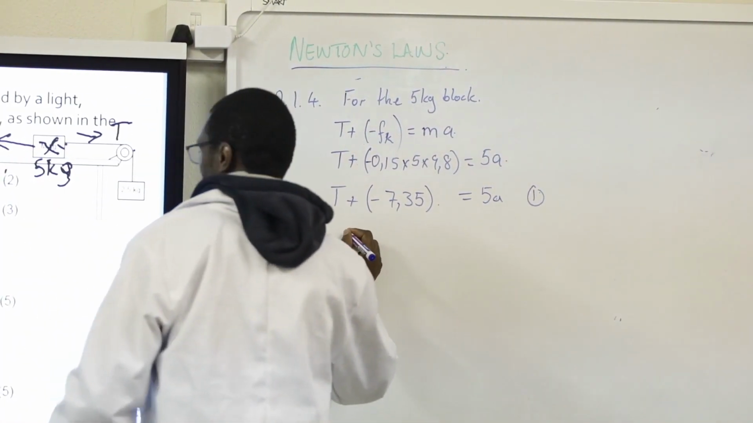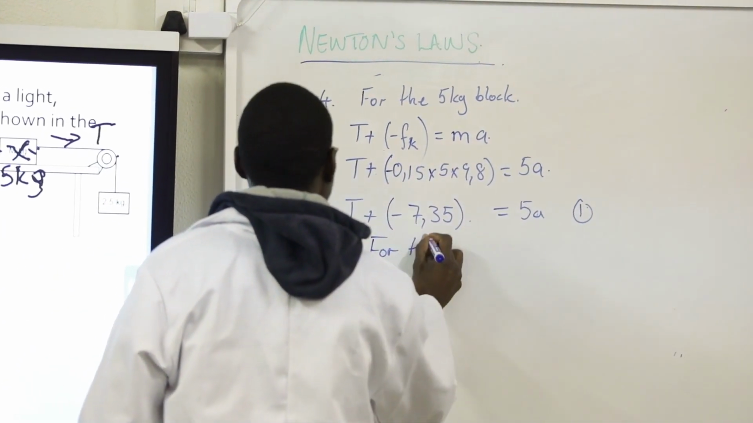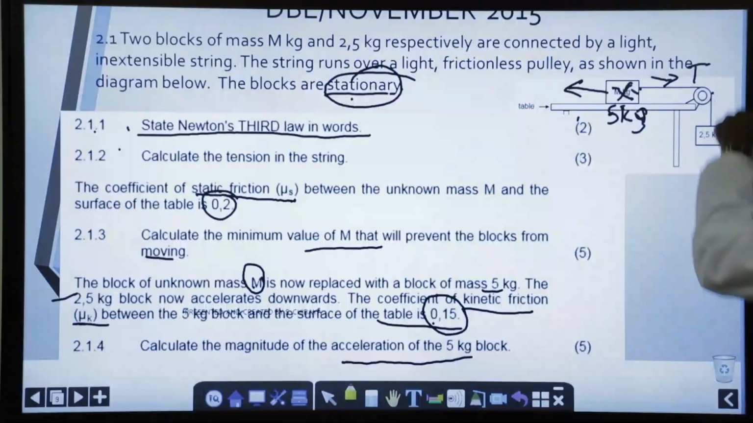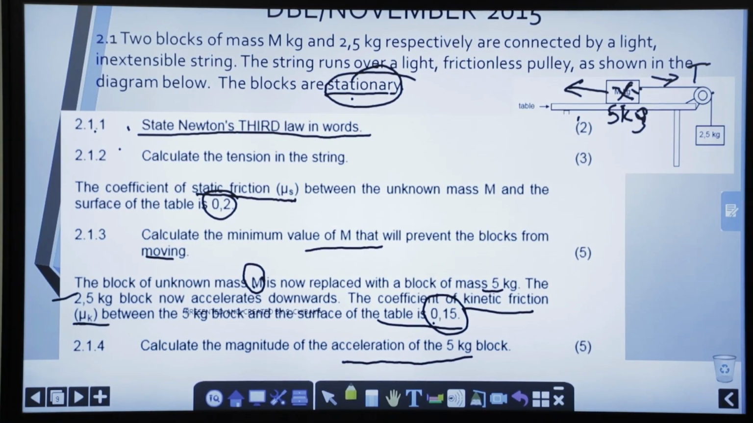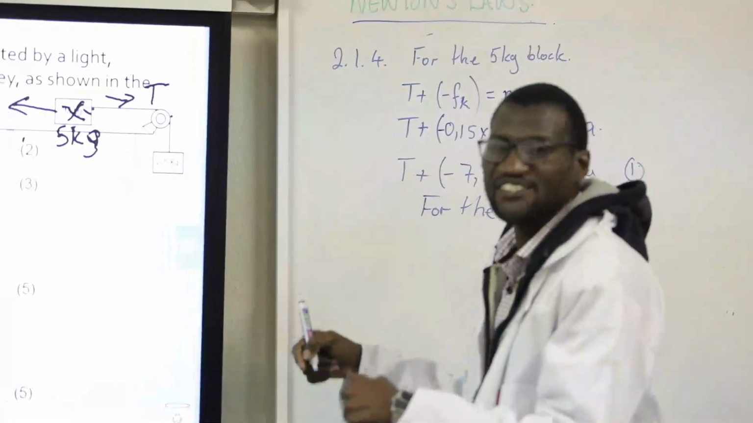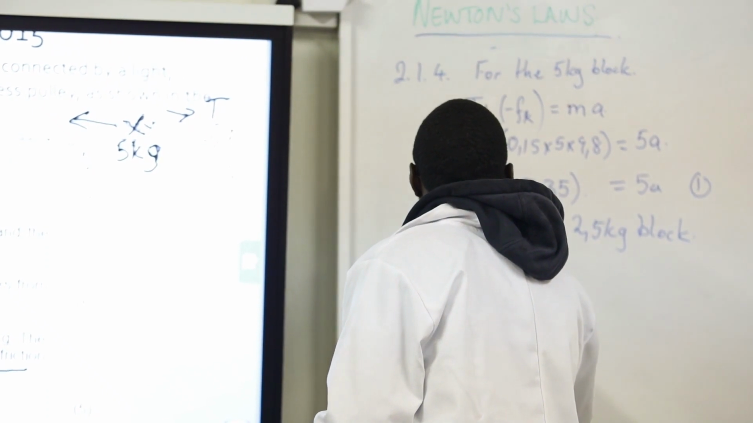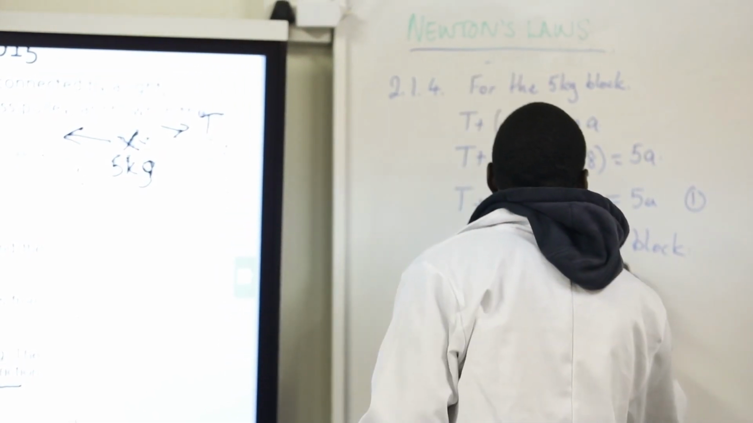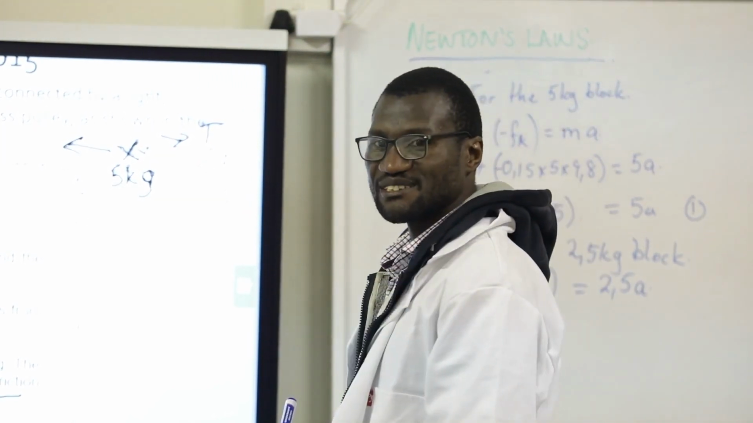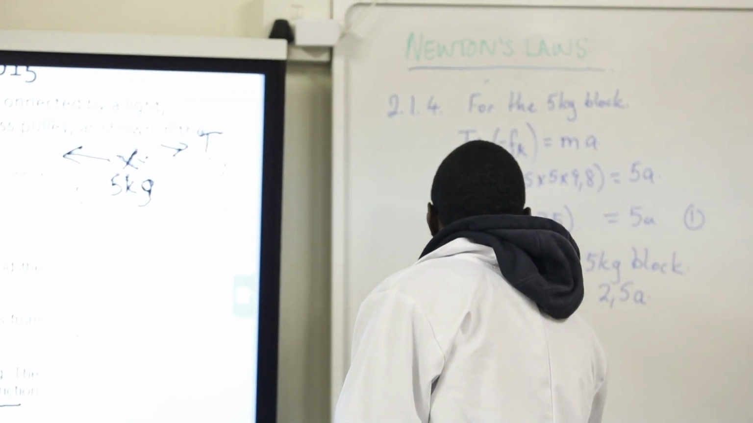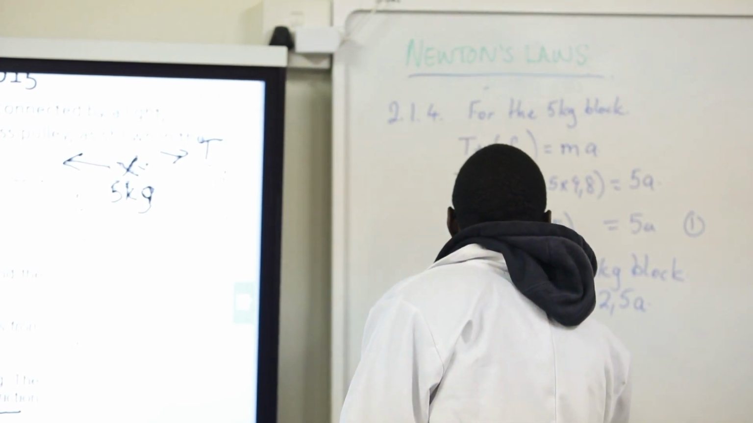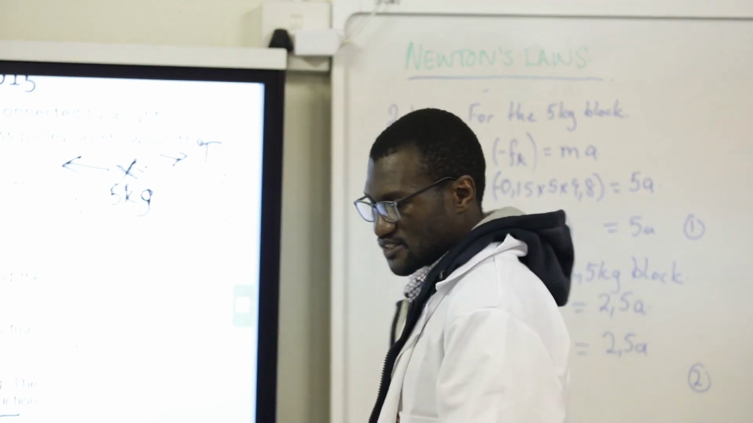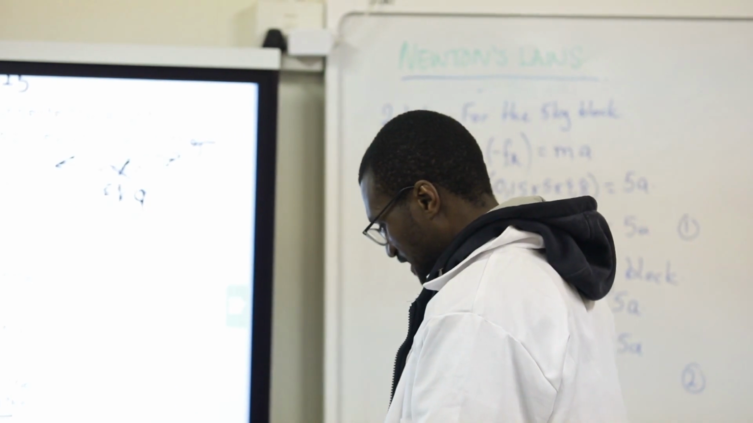All right, let's look at the next one, which is for the 2.5 kg block. What is the equation? We got tension upwards and it's accelerating downwards, which means at this instance, the mg is going to be greater than the tension. So it's going to be mg plus vector sum minus tension is equal to mass 2.5 times acceleration. From the equation, we know the mass is 2.5 multiplied by 9.8 minus the tension, which we don't know, is equal to 2.5a.